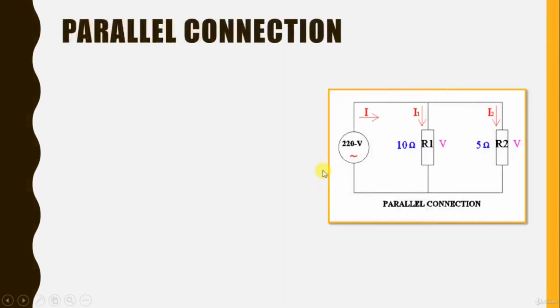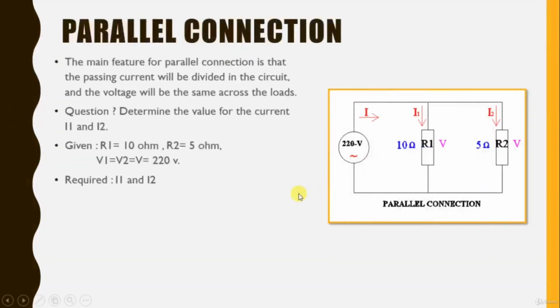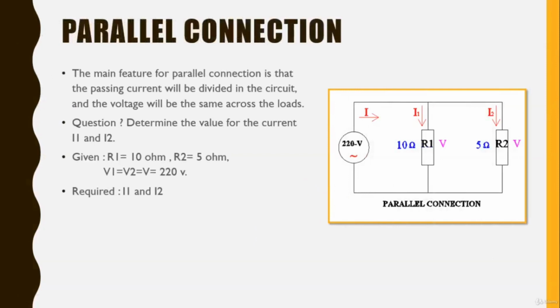Now, parallel connection. Parallel connection is the opposite of series connection. It works in a different way. The main feature here is that the passing current will be divided across the loads. However, the voltage will be the same across the loads. Okay, the question is to determine the value of I1 and I2. The given values are R1 equal to 10 ohm, R2 equal to 5 ohm, while V1 equal to V2 equal to the main voltage source, which is 220 volts.